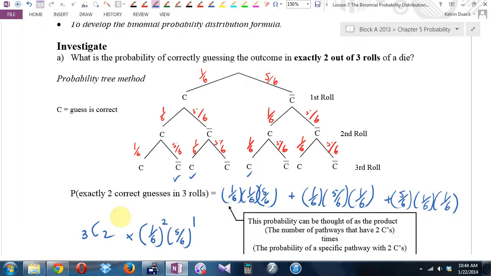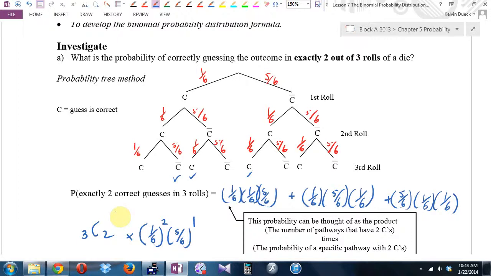What is the probability of correctly guessing the outcome in exactly 2 out of 3? Stop. In exactly what? 2 out of 3. Read it again. In exactly what? 2 out of 3. Can you see where those numbers might appear? From 3 guesses, choose how many correct?